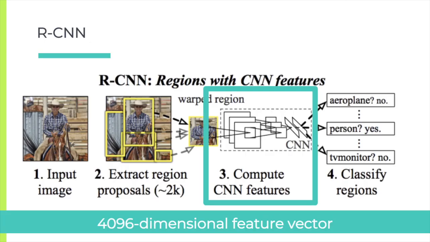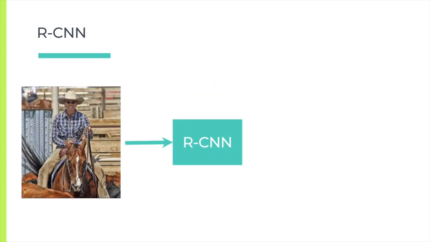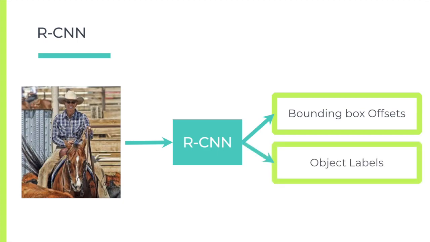Rather than using a softmax loss function at the last step, the original R-CNN researchers opted to use SVM for object classification. After all these steps, R-CNN refines the bounding boxes of the regions of interest and outputs the object labels with the corresponding boxes.